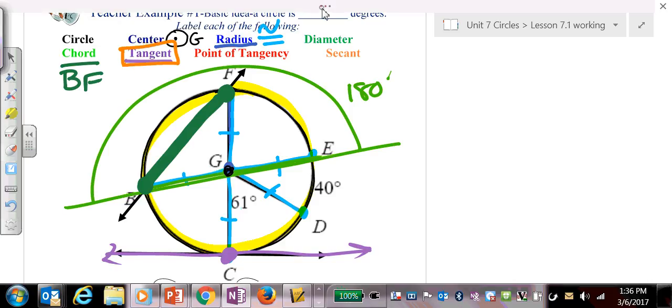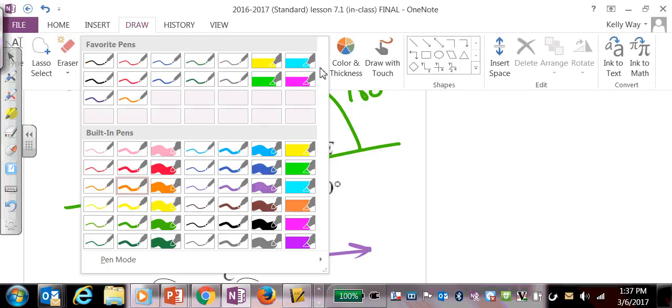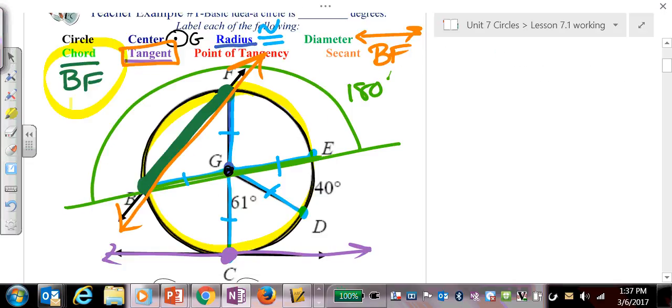Okay, last one. Secant. Ready? I'd like you to physically trace B to F like this, the line, and watch BF. Oh my goodness, that looks like exactly the same thing. Okay, ready, guys? I want you to take 10 seconds and figure out, I want silence. What is the difference between the green and the orange? 10 seconds of silence.